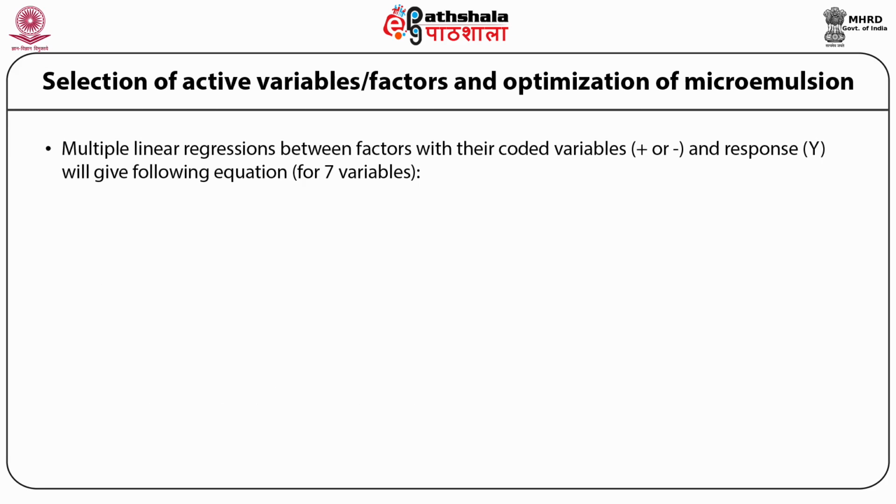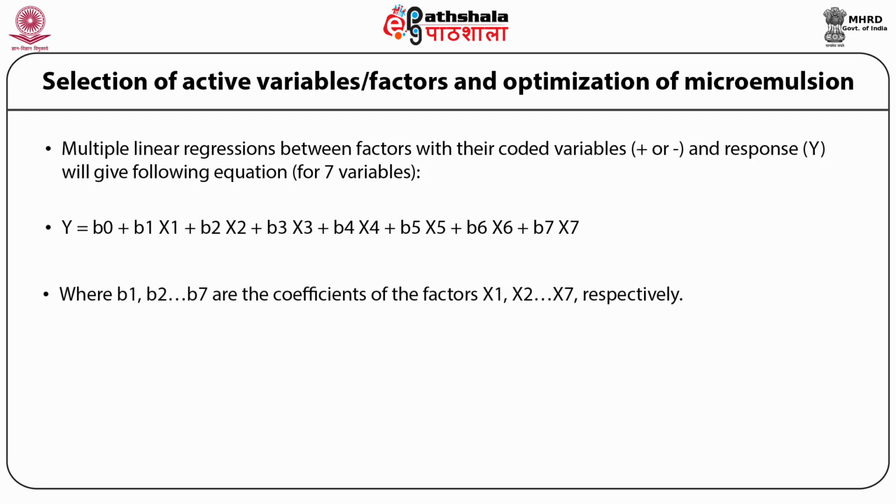Then multiple linear regression between factors with their coded variables and response variables will give an equation in the form y = b0 + b1x1 + b2x2 and so on, where b1, b2 or b7 are the coefficients of the factors x1, x2 and so on, whereas b0 is the constant which represents the true or theoretical response.